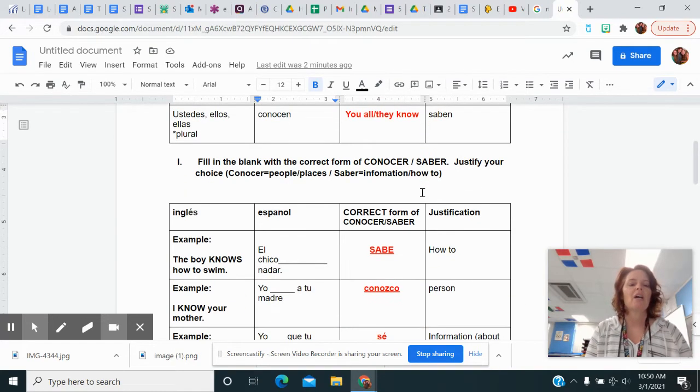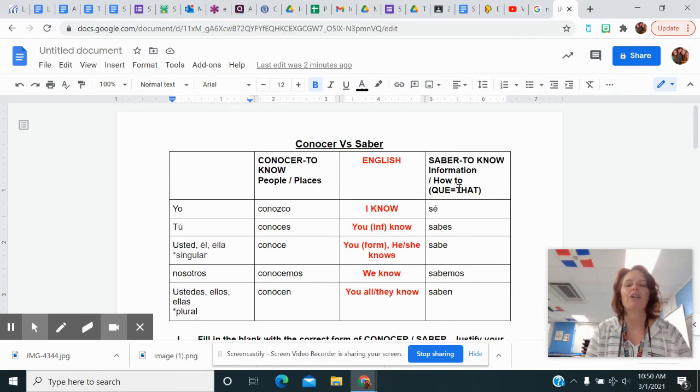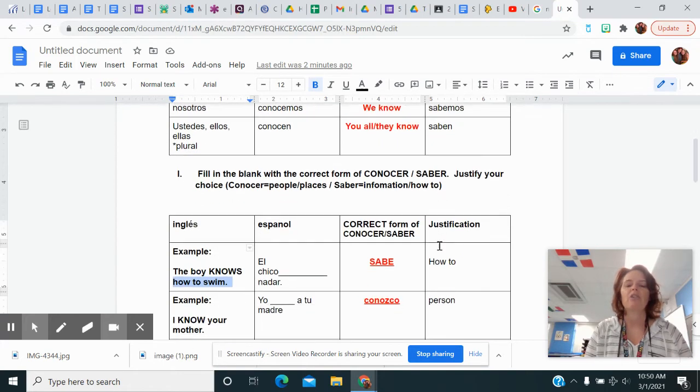For example, number one, it says the boy knows how to swim. So I should be able to see right here that it says how to. So a how-to situation obviously is saber. The boy is singular, so I picked sabe. I filled in the blank with sabe. I made it red and underlined it because I know Senora is old and can't see well. And then I justify and say, hey, I picked that because it was a how-to situation.